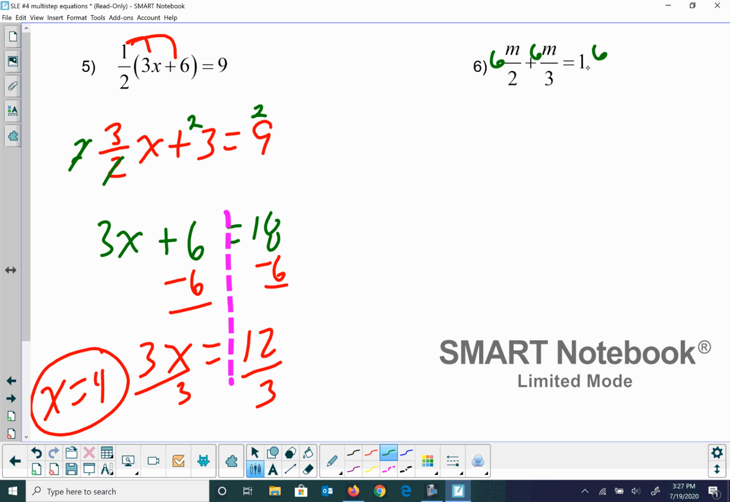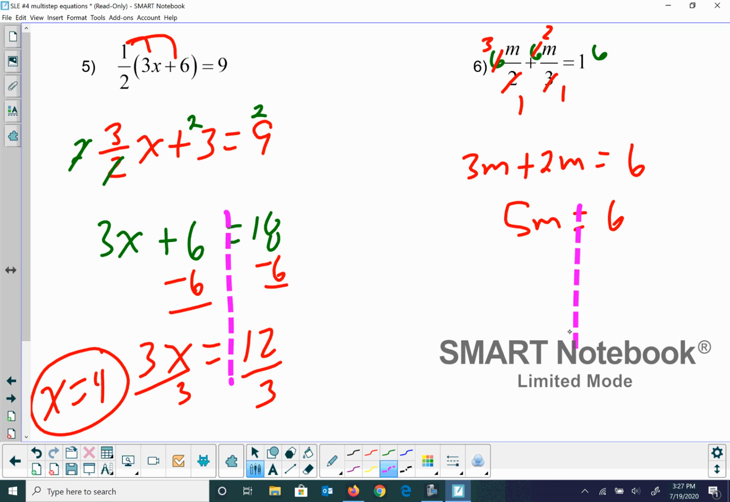So I'm going to multiply all my terms by 6. Then I'm going to start reducing. 2 goes into 6 3 times, so 3 times m is 3m. Plus, because there's a plus sign. 3 goes into 6 twice. 2 times m is 2m. Equals 6 times 1, which is 6. Combine my like terms. 5m equals 6.